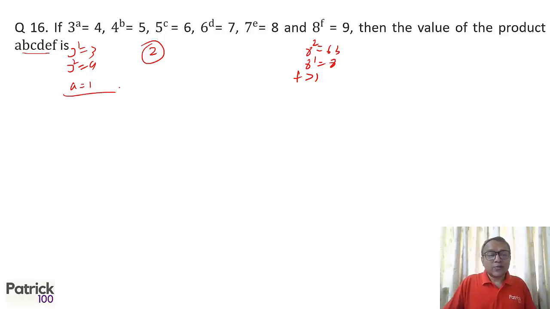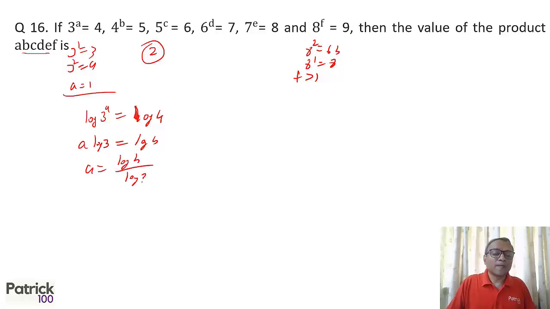Okay, now let's look at the approach. Now 3 raised to A equal to 4. To remove A from the power, the only way is technically log. So taking log on both sides, A log 3 equals log 4. So you can make out A equals log 4 upon log 3. Same way, B will be log 5 upon log 4, C will be log 6 upon log 5, and so on.